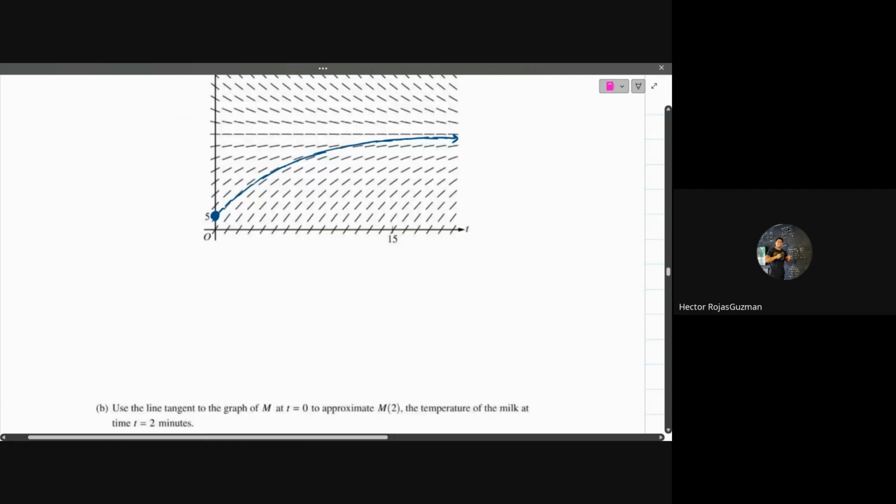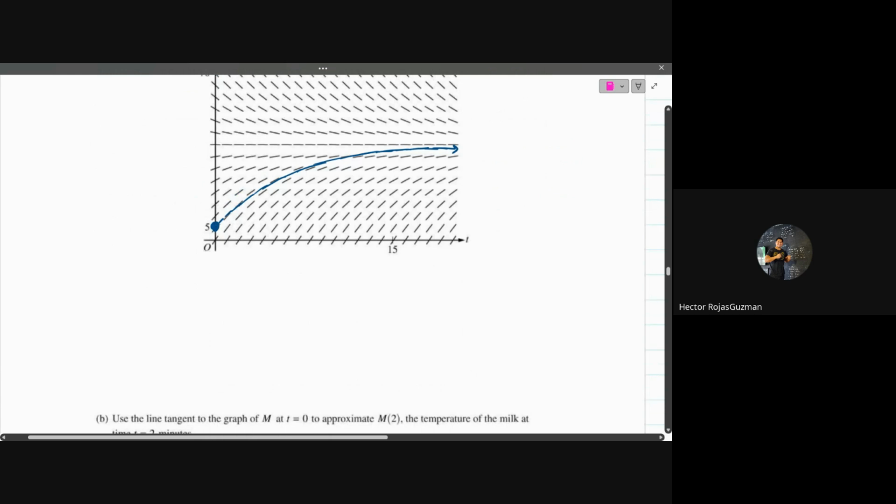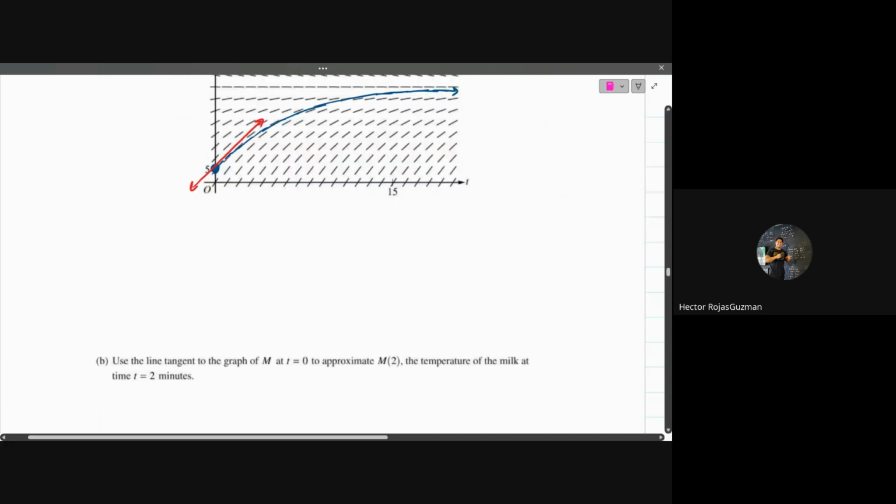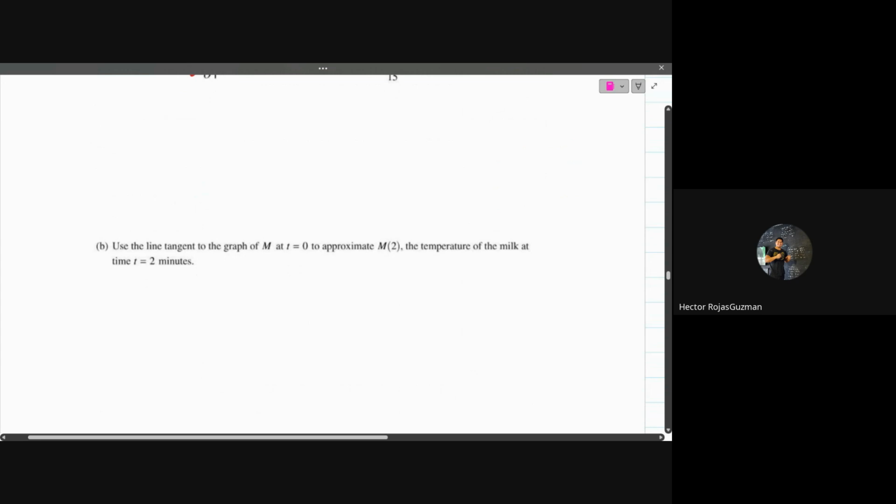Part B: use the line tangent to the graph of m at t equals 0 to approximate m of 2, the temperature of the milk at 2 minutes. Okay. So basically, since this is my graph of m, we're going to have a tangent line right here. And we have to be able to write the equation for the tangent line, right?